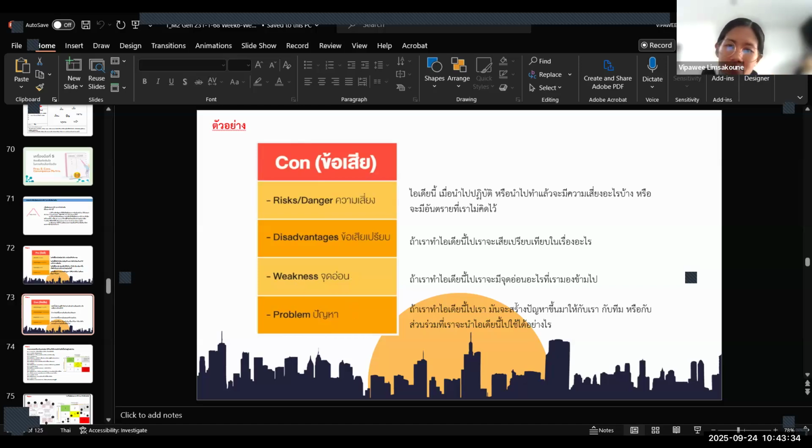Weakness. Is there any weakness about our idea? Okay. Problem. If we develop this product, will there be any problem? For example, Facebook, right? There are problems with scammers, right? People lie, and many people receive negative impact from it, for example. So we need to screen information that we have seen as well. Okay, that's an example that I want to give to you guys.